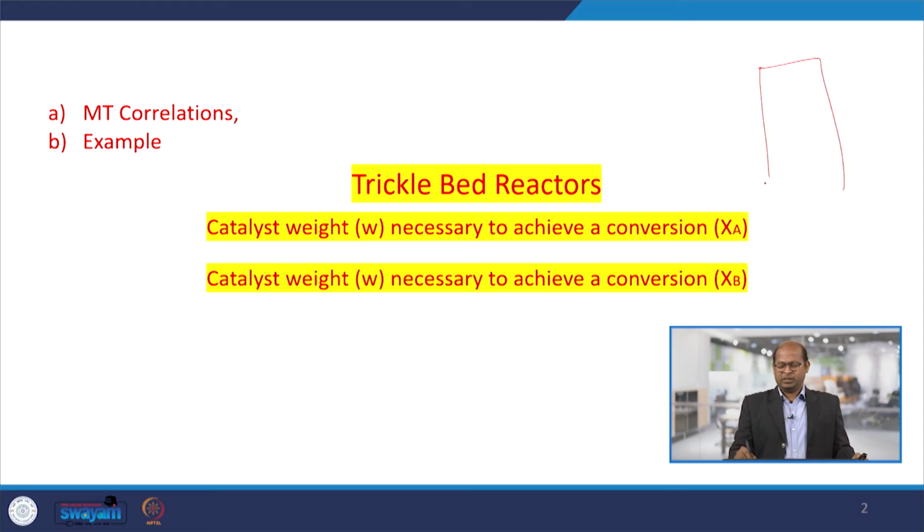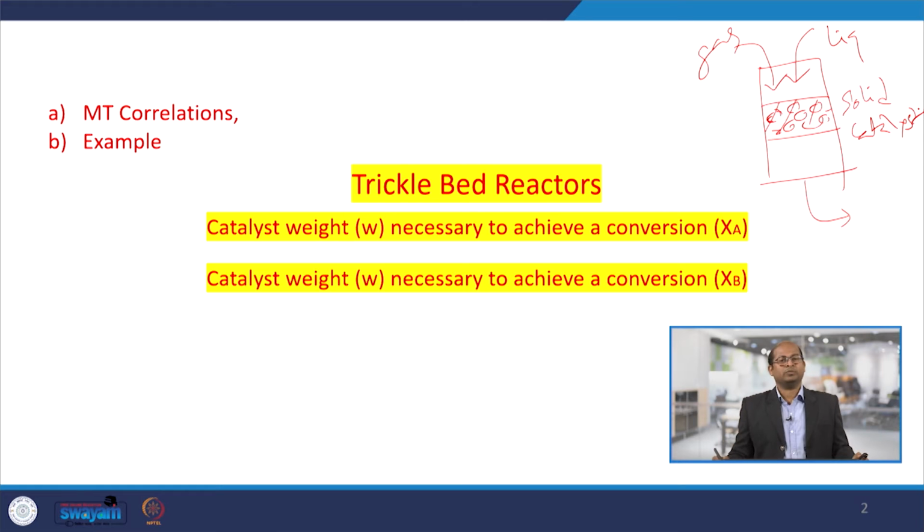So, this is a reactor. Here the catalyst would be here, and gas and liquid will pass through this bed of catalyst, and reactions will take place here. From the bottom we will get the product that comes out of the reactor system. So, liquid, gas and solid, three components are there. Solid is the catalyst that is present in the reactor.